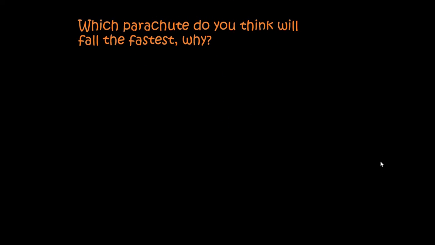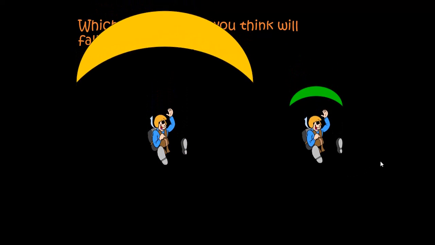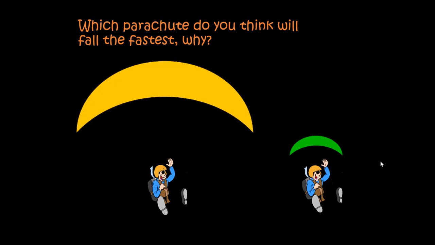Now, which parachute do you think will fall the fastest? The bigger one or the smaller one? Okay, so yes, the smaller one is going to fall the fastest. Why? Because small parachute means small surface area, right? And small surface area means less air resistance, right? Now you have less resistance to your motion, so you can speed up, right? So that's why the small parachute will fall faster, because it will consume less time because it has less resistance.